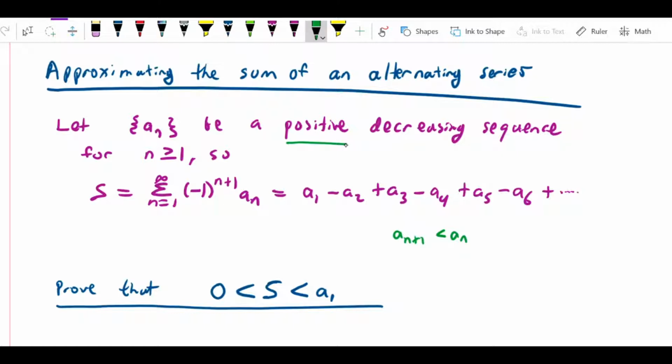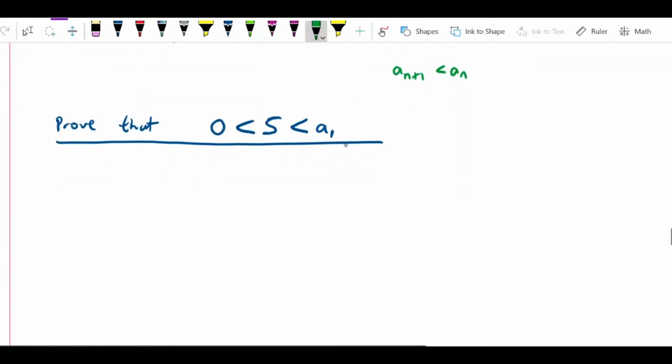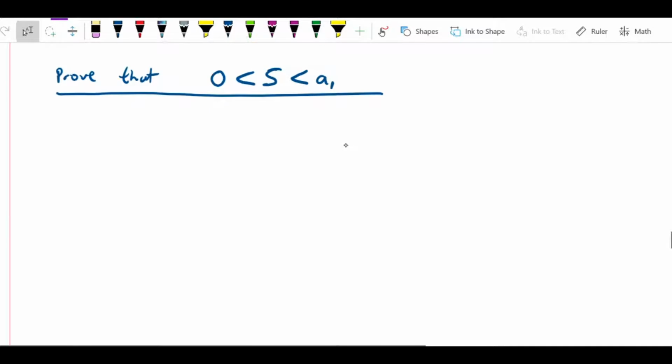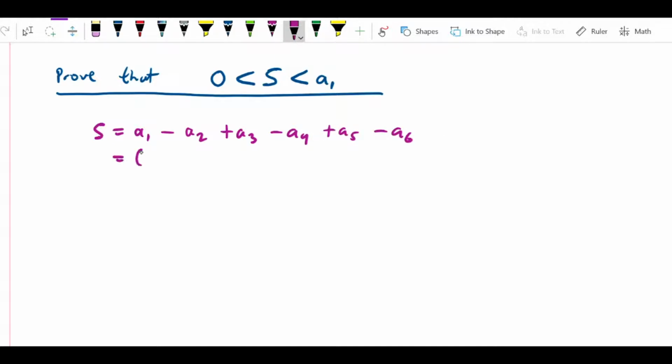And understand, this is not generally true for series. It's only true for an alternating series that's formed in this way. So the argument goes something like this. If I write out S like this, a1 minus a2 plus a3 minus a4 plus a5 minus a6, that's as far as we need to go. I can group the terms in this way.